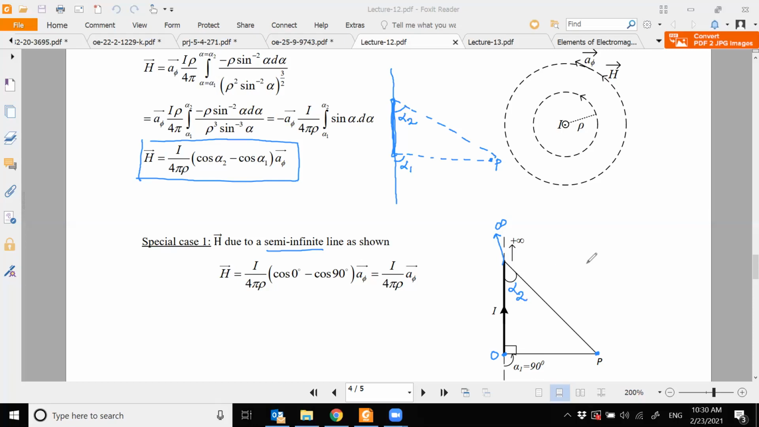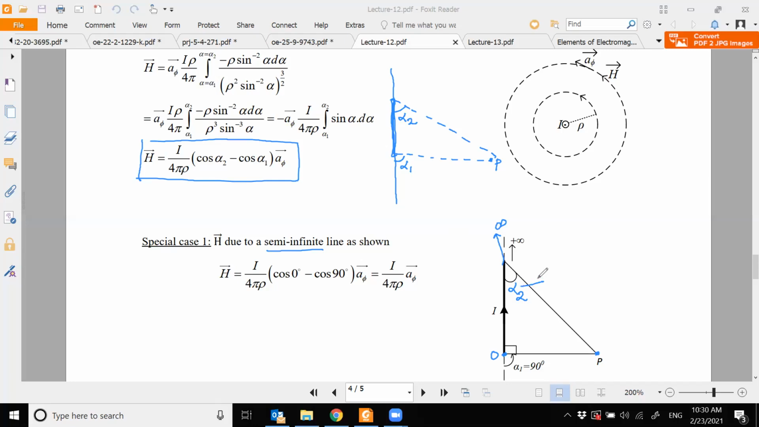Yes, Ramzi, it will decrease. Yes, it will decrease. So when I pull this and take it to infinity, what will this angle alpha 2 be then? It will decrease, and it will?